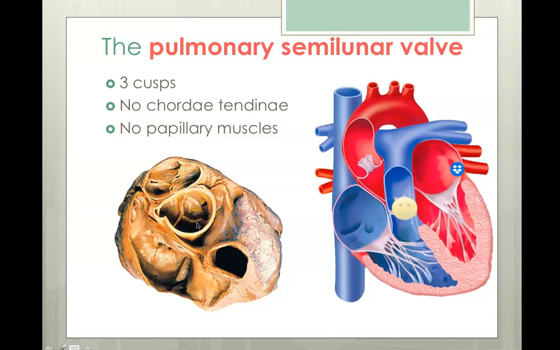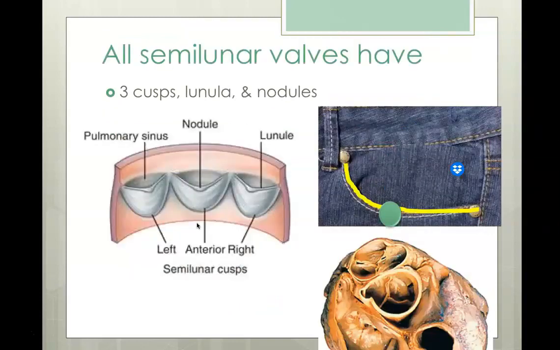So we won't see any chordae tendineae here. We won't find papillary muscles. Instead, we are going to see that they have the cusp, of course, and then the flap known as the lunule, or lunulae. And then at the very center of that lunula or pocket-like structure, we have a nodule.